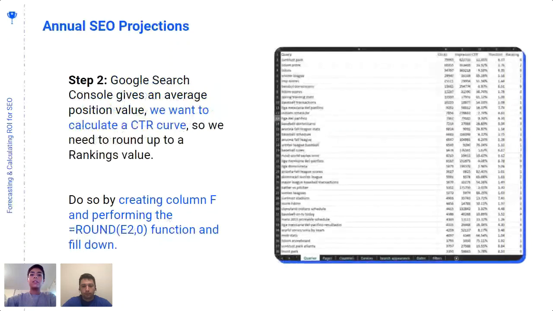Since GSC gives us an average position value, we want to calculate a CTR curve. And we're going to need to round up these numbers that they provide us with to a full ranking value. And to do so, you would just create column F and use the formula equals ROUND(E2, 0), and just fill it all the way down.